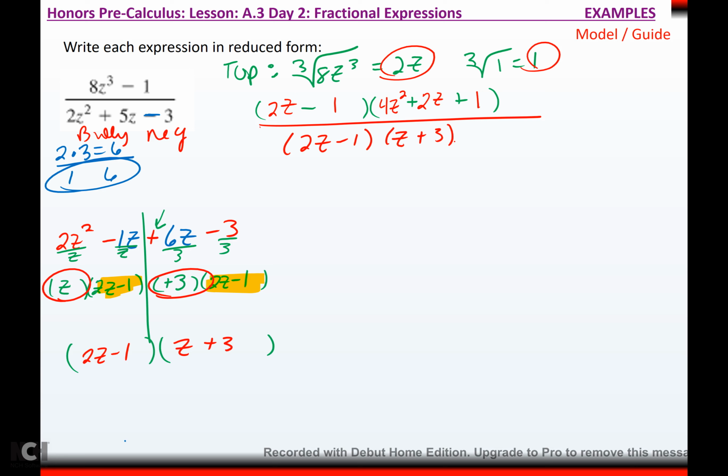And voila, if any factor matches on top and bottom, 2z minus 1, it cancels. So what's left is 4z squared plus 2z plus 1 over z plus 3. And that's as simplified and reduced as I can get.